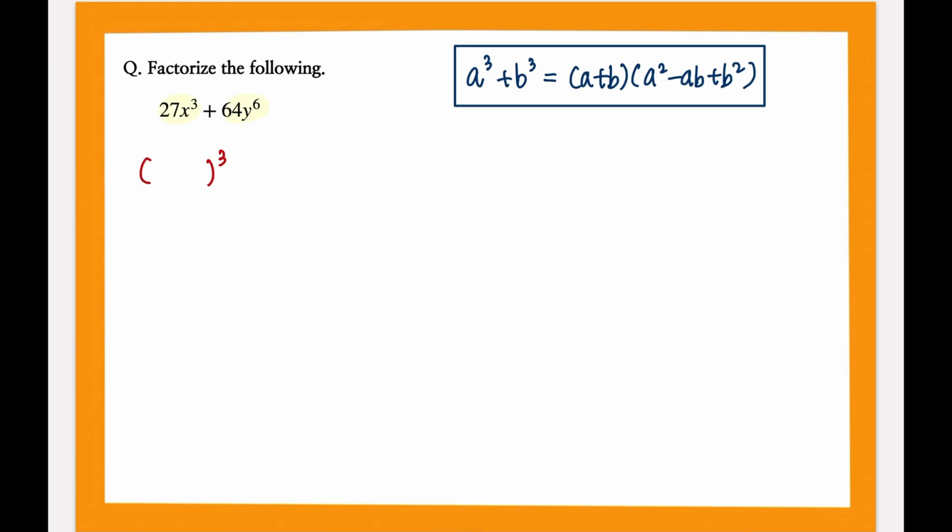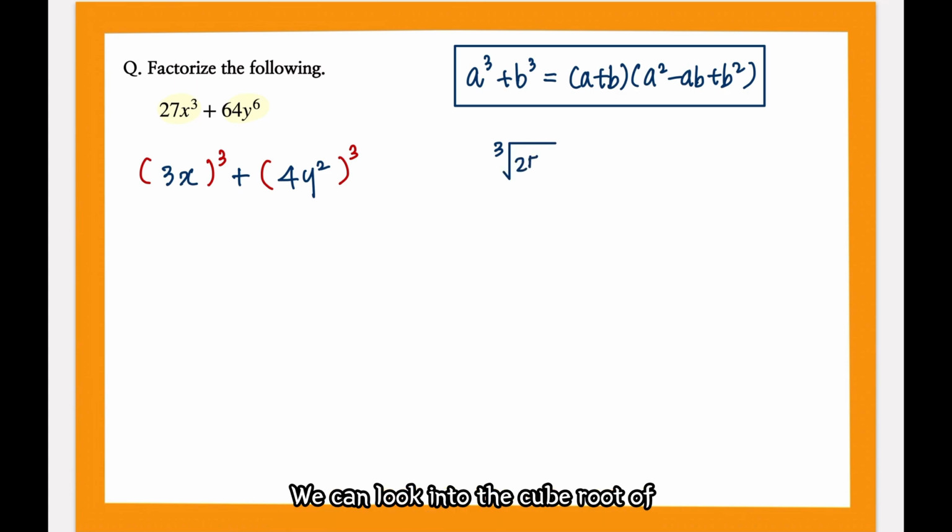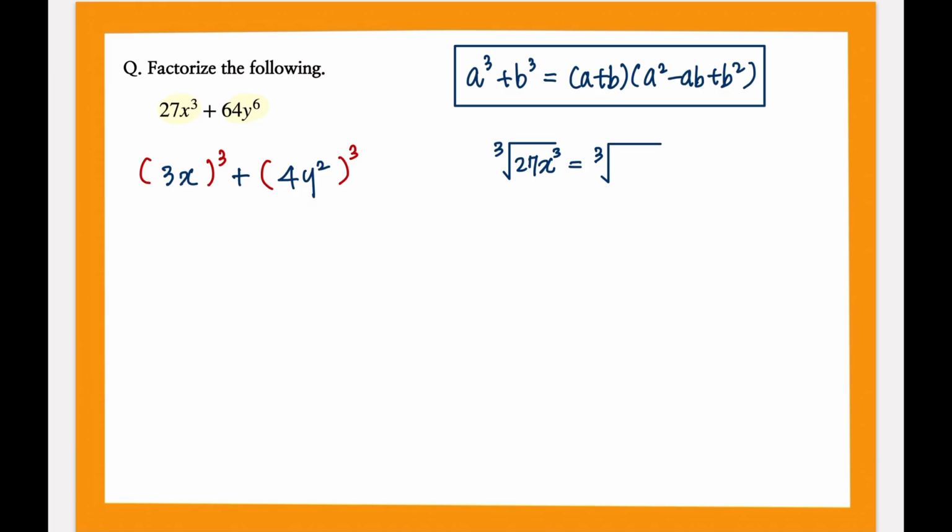Let's open the brackets first and turn everything into something to the cube. So we need to put 3x and 4y squared into those brackets. How do we get the bracket inside? We can look at the cube root of 27x cubed, which turns into the cube root of 3 cubed times x cubed, which is equal to the cube root of (3x) cubed. Now we can cancel those 3s, and the result is 3x. This is how we get the front bracket.